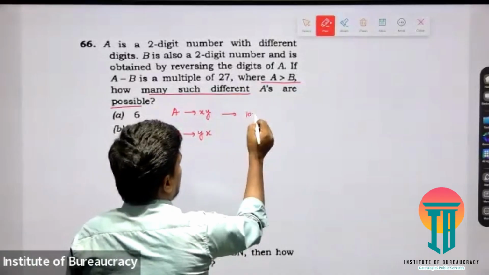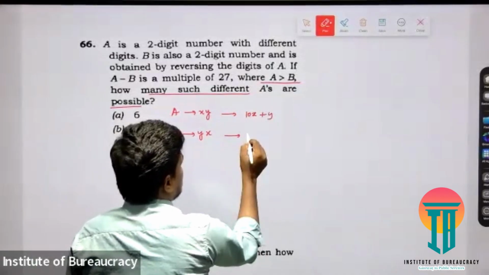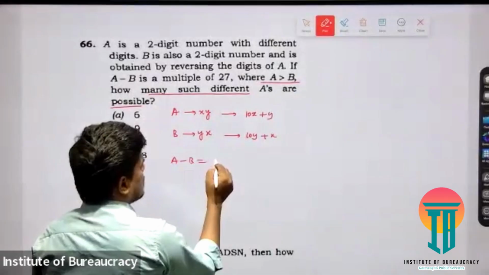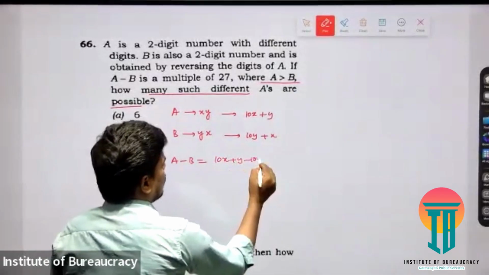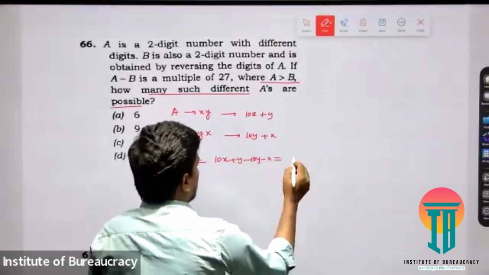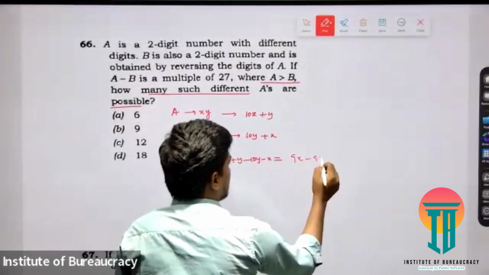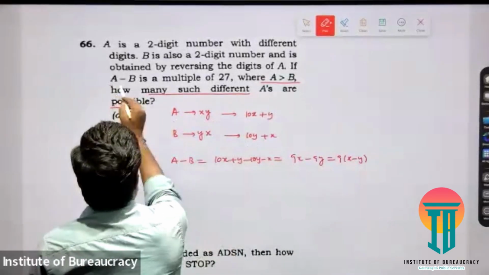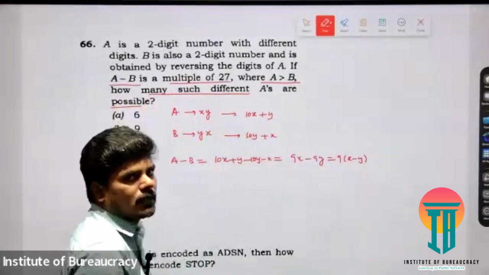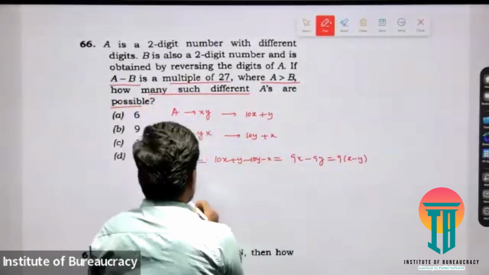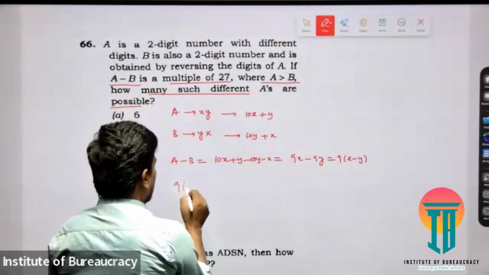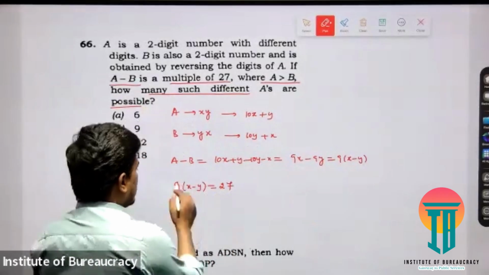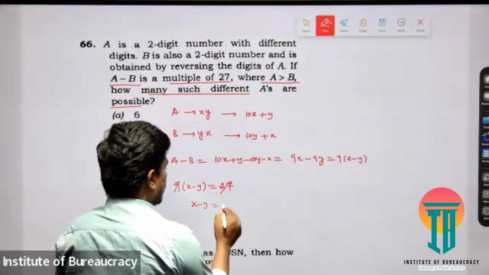A is nothing but a two-digit number. So XY means 10x plus y. YX means 10y plus x. So A minus B means 10x plus y minus 10y minus x. It is going to be what? 9x minus 9y. It is going to be 9 into x minus y. They said A minus B is a multiple of 27. So 9 into x minus y is a multiple of 27. So you take 27. It is going to be what? X minus y is equal to 3.